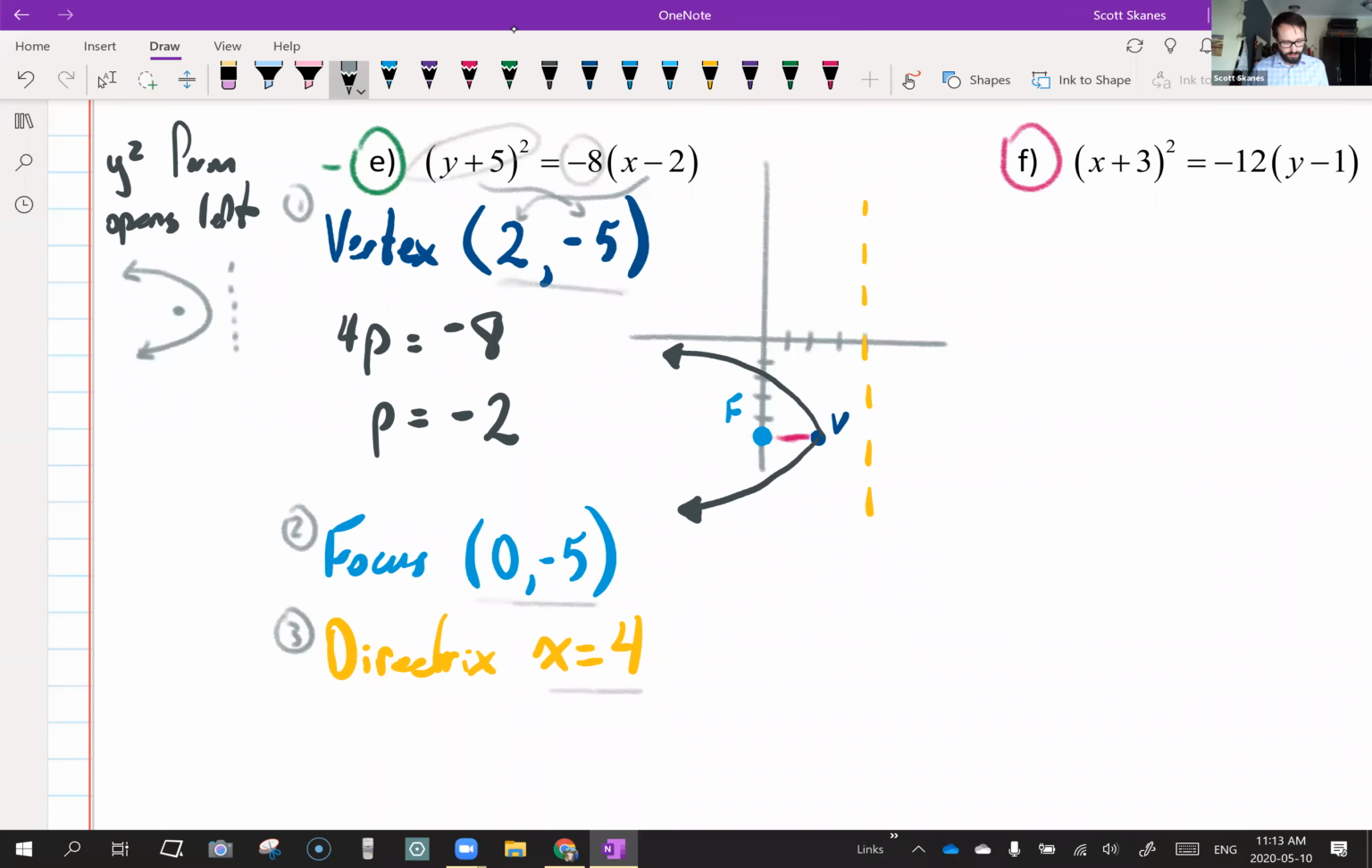You don't need to write all these numbers in. I'm writing those numbers in to help you. And I might as well label this. This is x equals 4. Okay, you can see that they all follow the same steps.